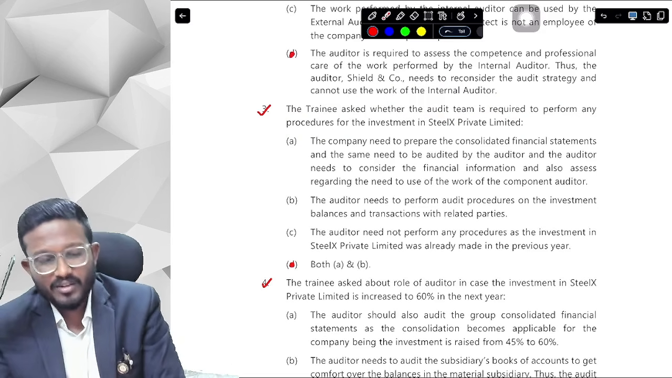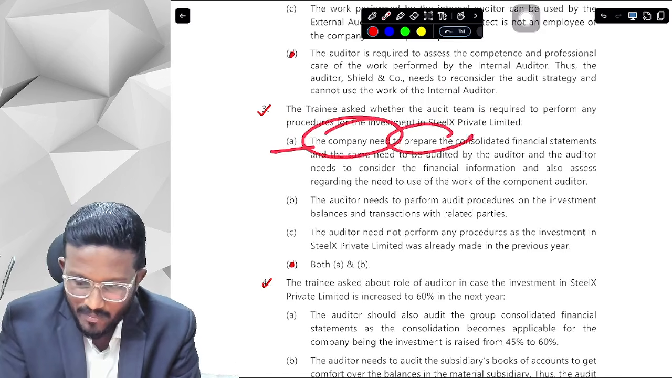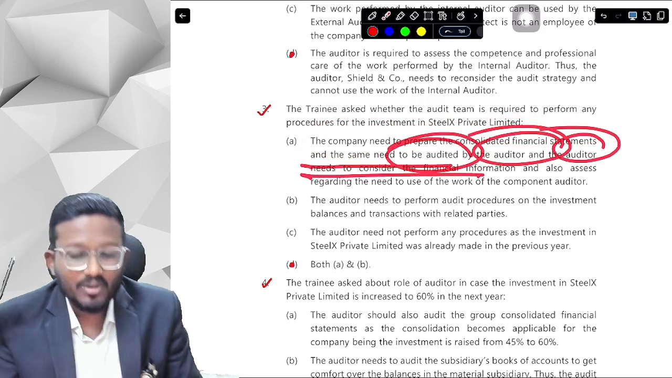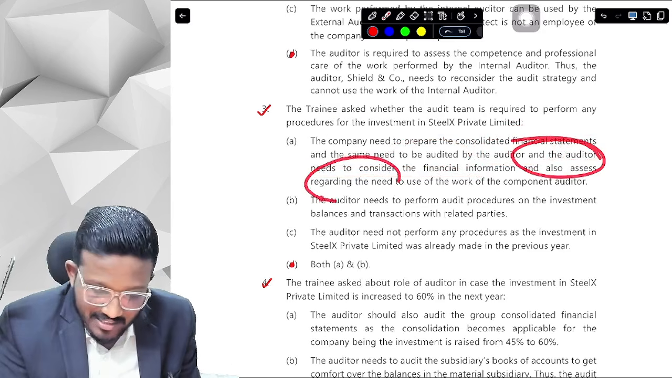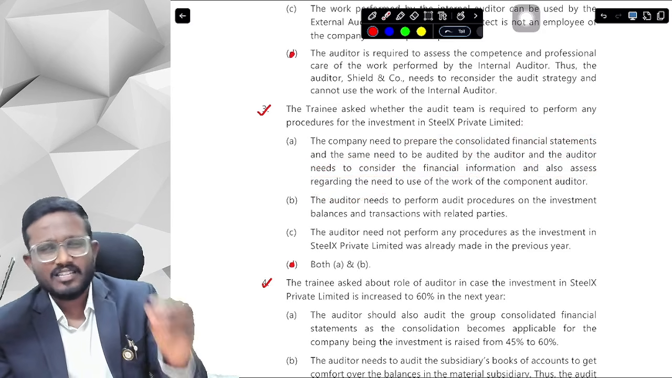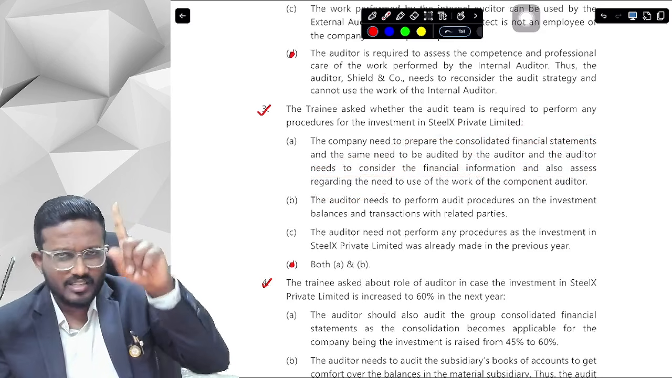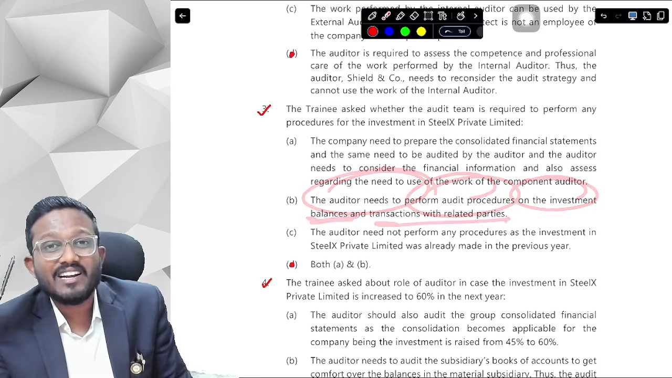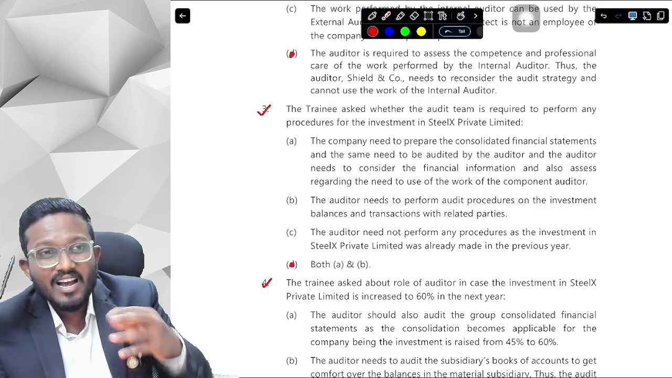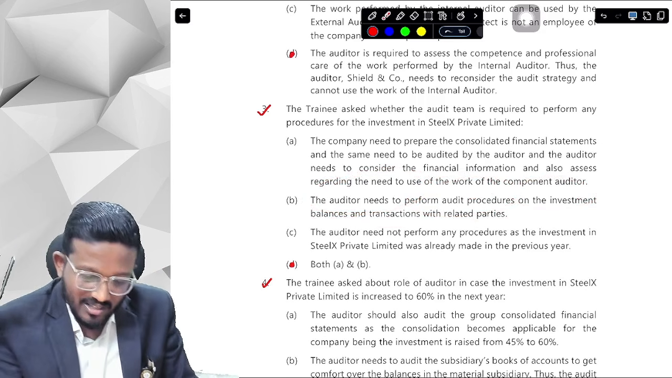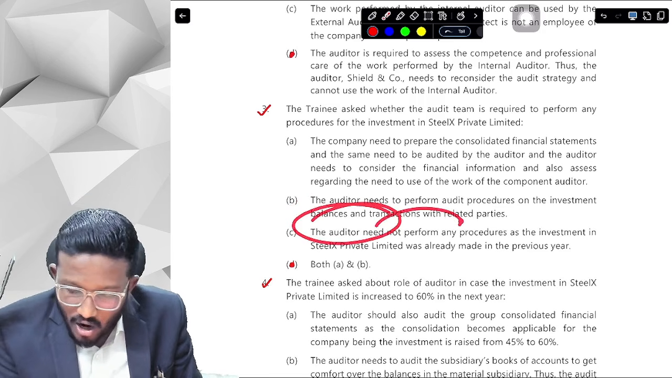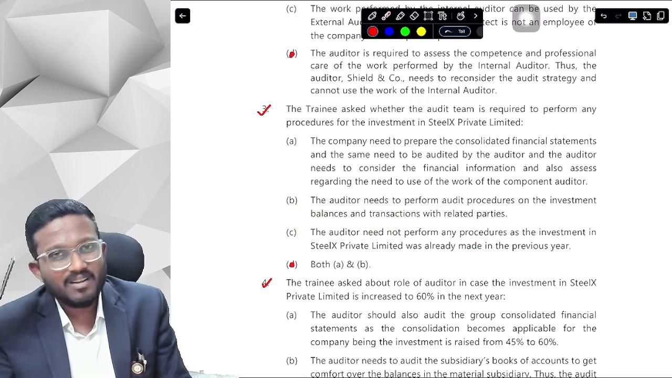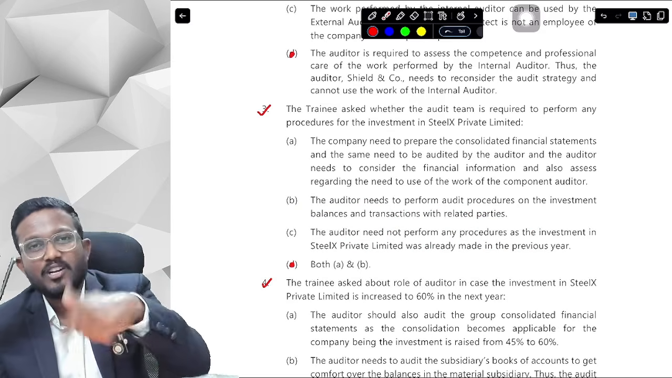We will have to prepare consolidated financial statements. So it says that the company needs to prepare the consolidated financial statements and the same need to be audited by the auditor, and the auditor needs to consider the financial information and also assess the need to use the work of a competent auditor. This is perfectly correct. We have to prepare the CFS. Second, the auditor needs to perform audit procedures on investment balances and transactions with the related party. It is a subsidiary, so it is a related party. This is also correct. Next, the auditor need not perform any procedures as the investment was already made in the previous year. No sir, the investment was not made in the previous year. The investment is made in the current year, so we need to perform all these procedures.